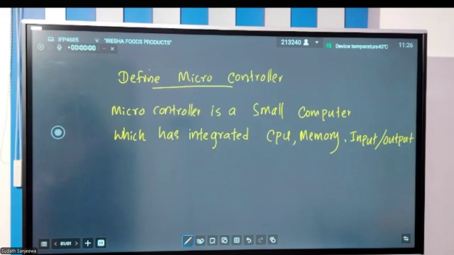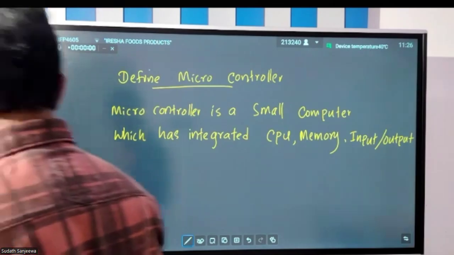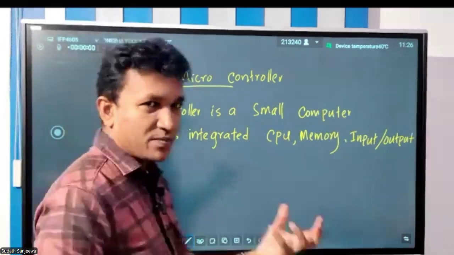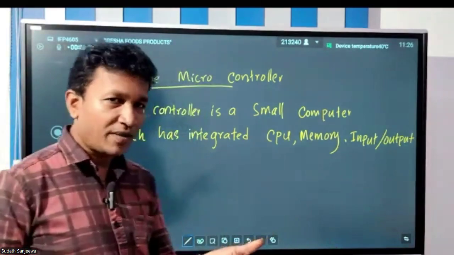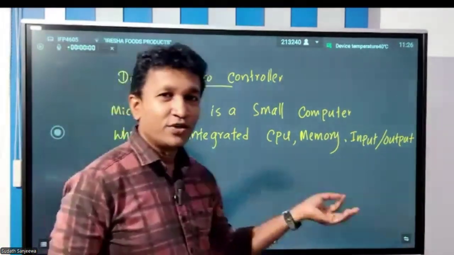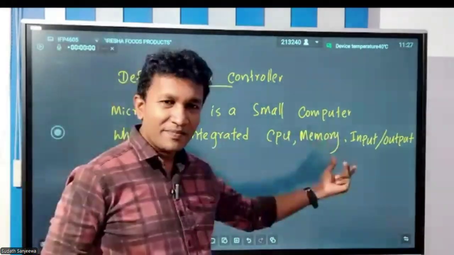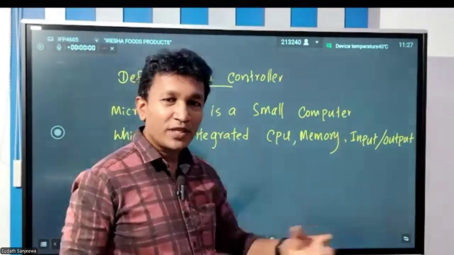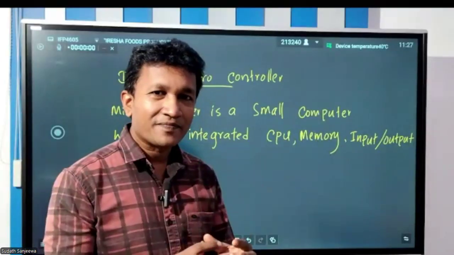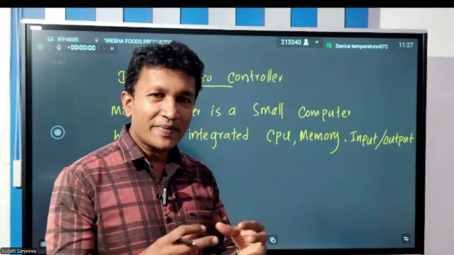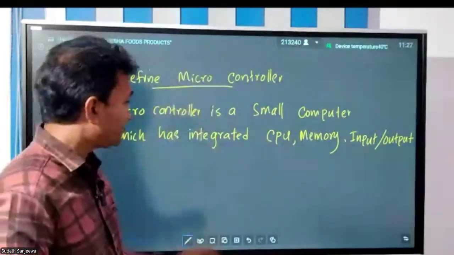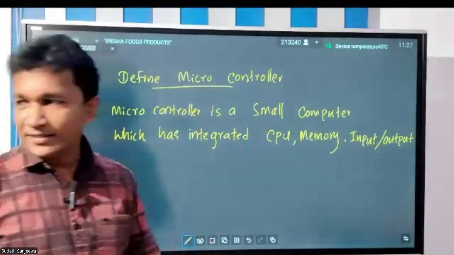A microcontroller is a small computer which has integrated CPU, memory, input, and output. So as we discussed, the micro:bit is a small computer. The Arduino Uno board is a small computer which has a CPU, memory, and input output. They are all integrated. How they are all connected together in this microcontroller, that is the specialty of the microcontroller.